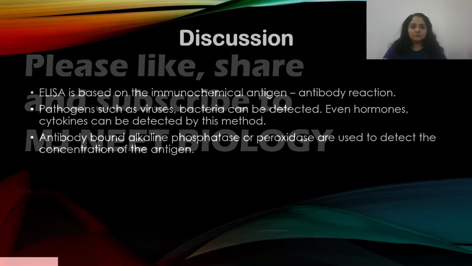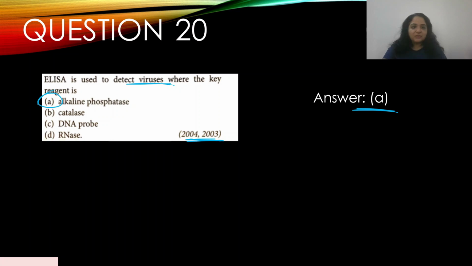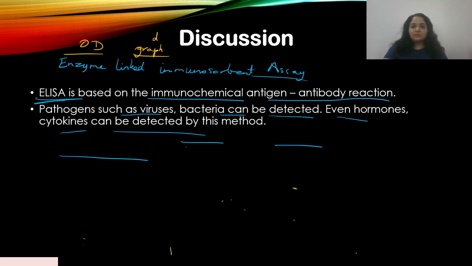Okay, so we've come to the end of this video lecture, I guess. But to answer your question, it's pretty simple. ELISA is used to detect viruses, but the key reagent is alkaline phosphatase. It's a good question though. To know alkaline phosphatase, you would have to know what ELISA is, right? But I don't think it's mentioned or clearly explained in NCERT. So this would be pretty helpful.